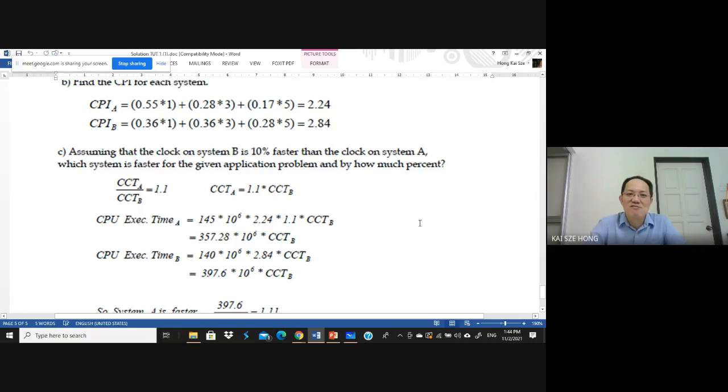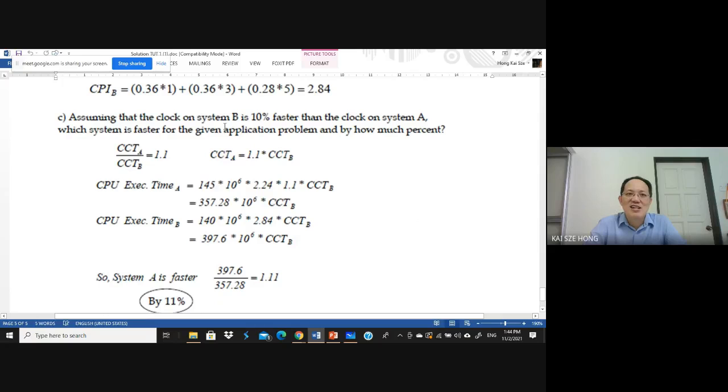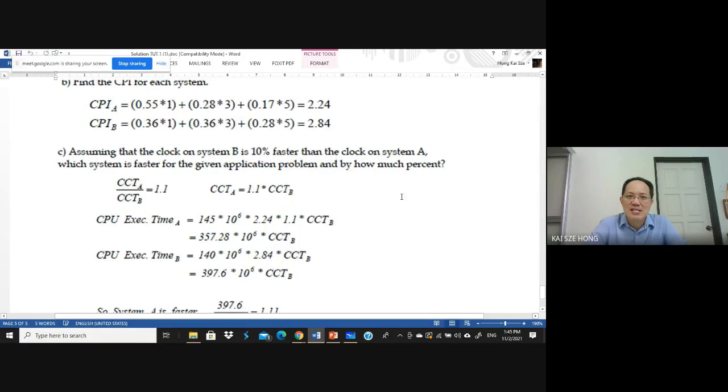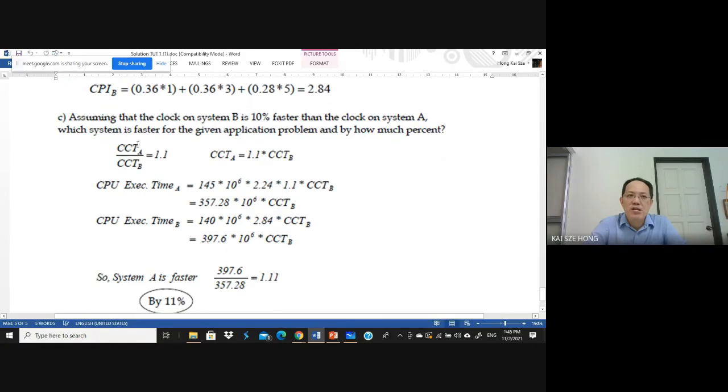Now, last one. If the clock cycle is faster, which one is faster? Let's say B is 10% faster. Now we want to see B is faster by 10%. So we use this formula. The clock cycle time of A over B equals 1.1. It means the time for A is higher by 10%. And then CCT A equals 1.1 multiplied by CCT B.